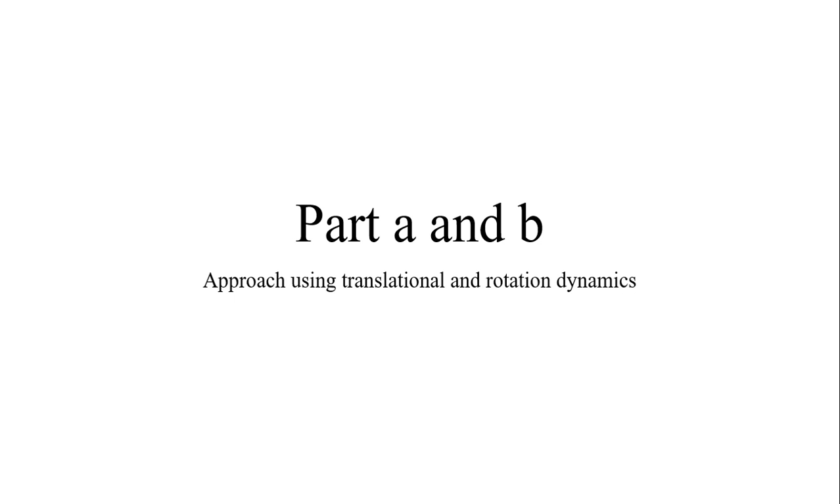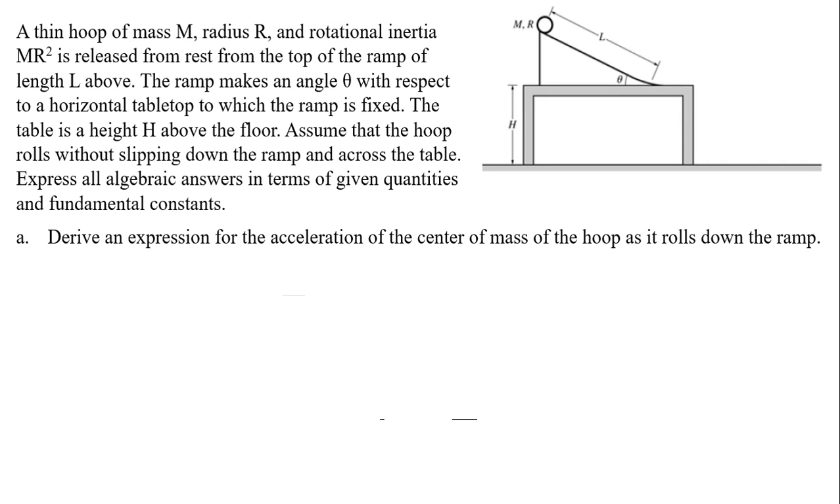Okay, so this approach for solving A and B is using translational and rotational dynamics. So the sum of the forces equals m a of the center of mass. Okay, that makes sense. And torque equals I times alpha of the center of mass. Okay, so mg sine theta, right? That's going to be my mg sine theta minus force friction.